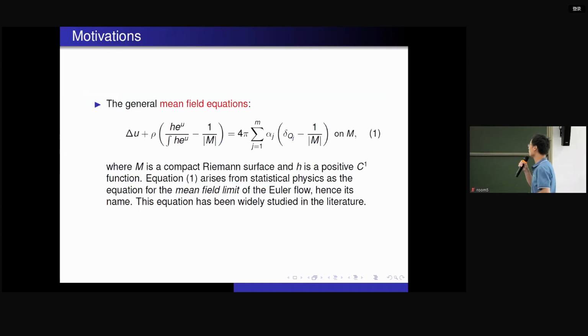Our motivation is the general mean field equation on a compact Riemann surface. On the right-hand side you can have many Dirac measures. This equation arises from statistical physics as an equation for the mean field limit of the Euler flow, so it is called the mean field equation. It has been very widely studied in the literature and is a hot topic in PDE.